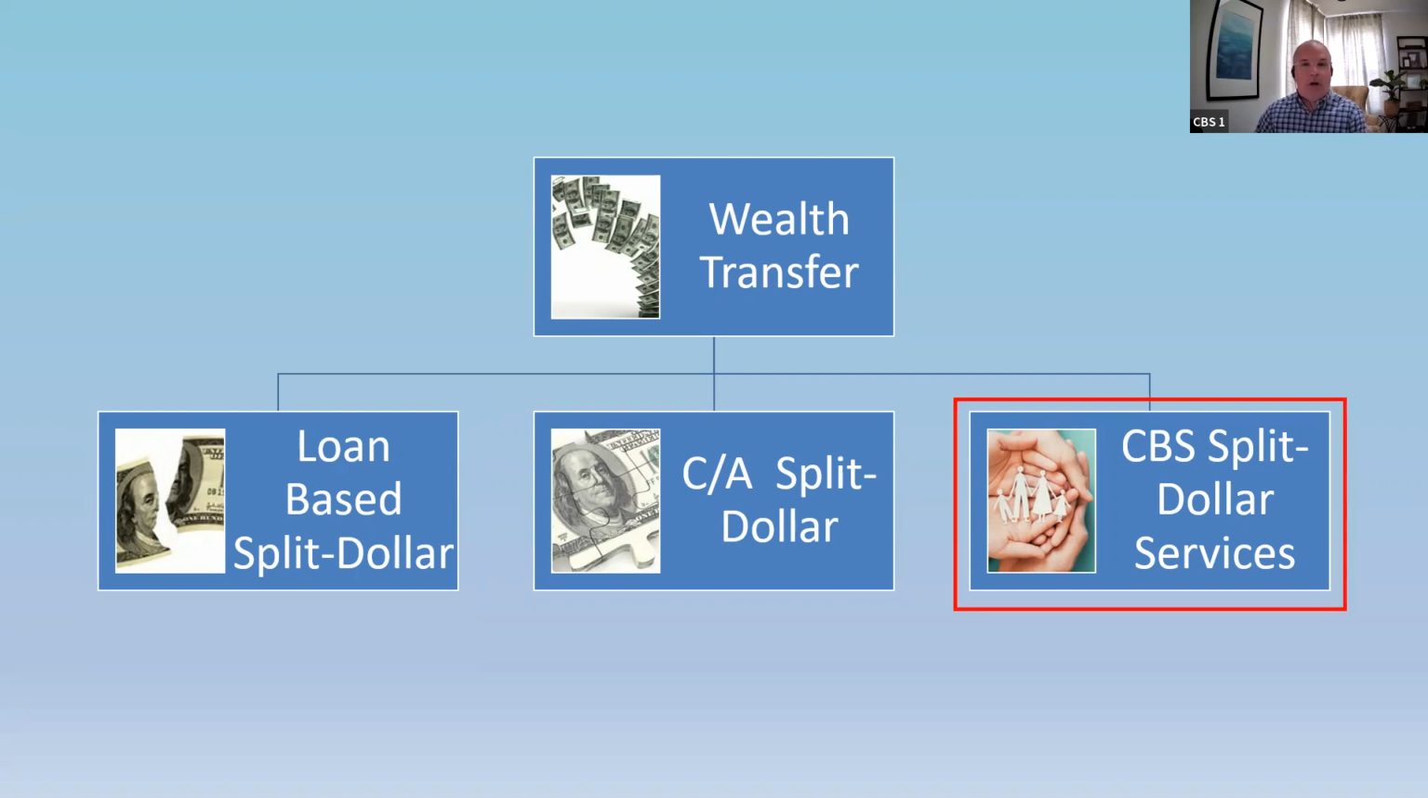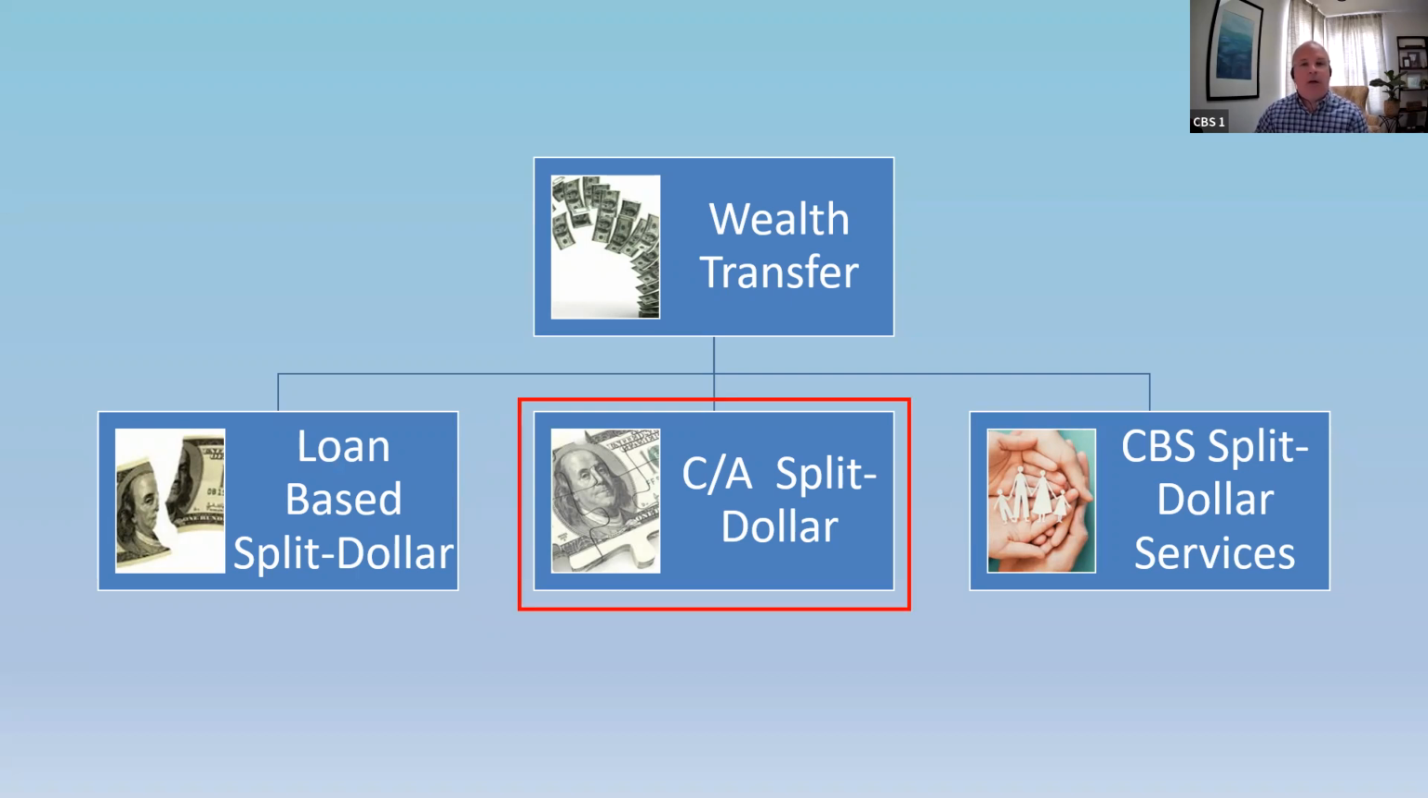Next week, we'll talk about comprehensive brokerage services, split dollar services. We will review current split dollar plans, audit them, get them on track, and keep them on track for existing plans, as well as, of course, any plan we market. This week, I'm going to talk about collateral assignment split dollar. In the wealth transfer environment, that's non-equity collateral assignment.